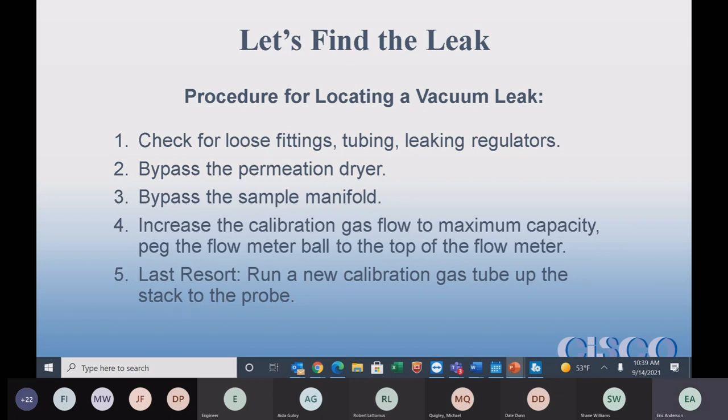The permeation dryer, most of our systems have a permeation dryer where the sample goes through a 50 tube bundle, and sometimes the tubes break off and we can get a pressure leak there. So we can bypass that and troubleshoot that. Some of our systems have a bypass manifold, a PVC manifold with fittings coming off that, could be two or three fittings. And sometimes those get over tightened and split the PVC.